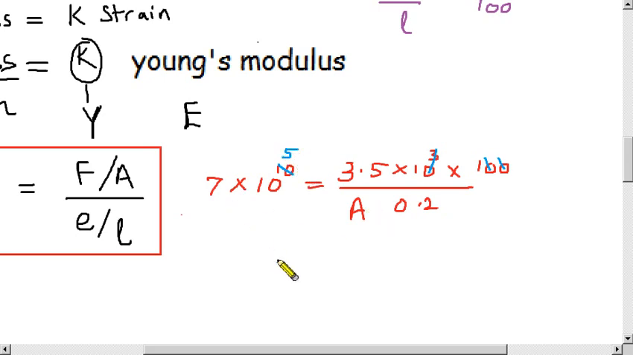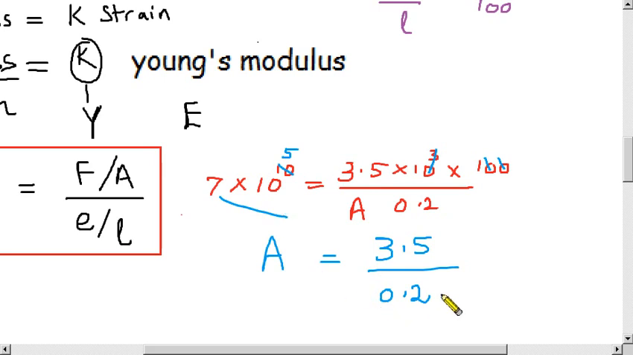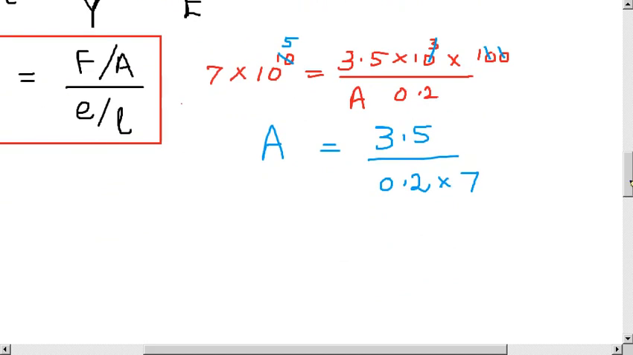Then A we take to the left. Then 3.5, everything cancelled. Then 0.2 is remaining here. Then this 7 goes down to this place, to the denominator. That is all.